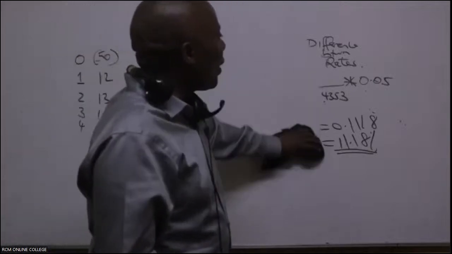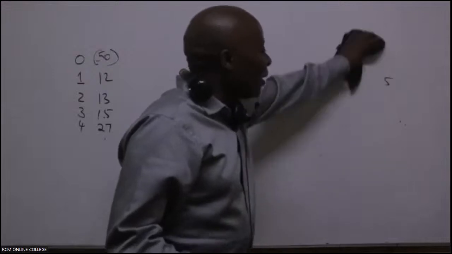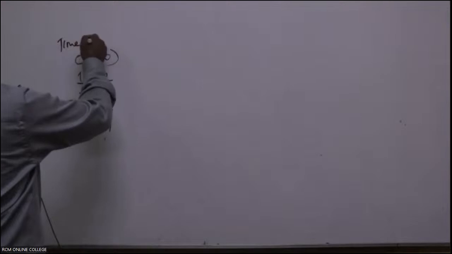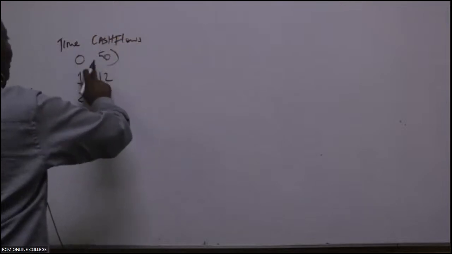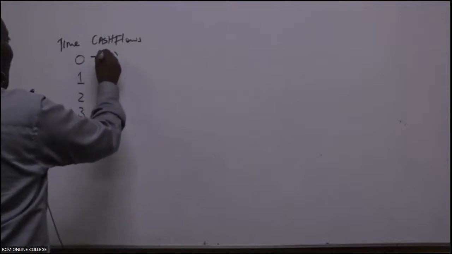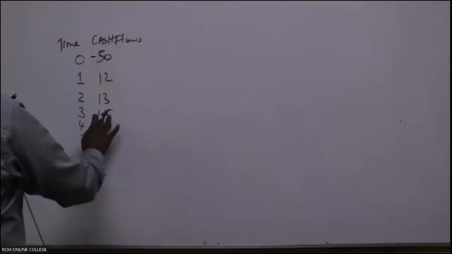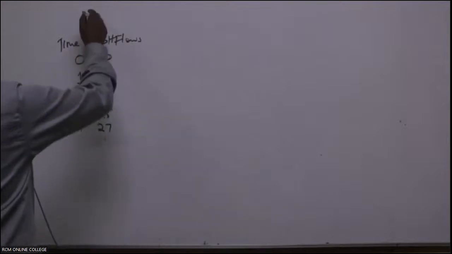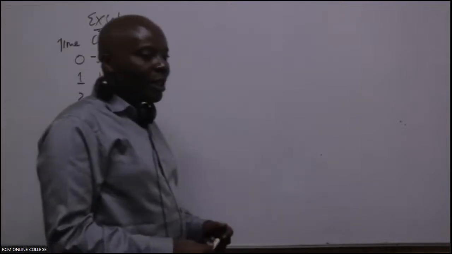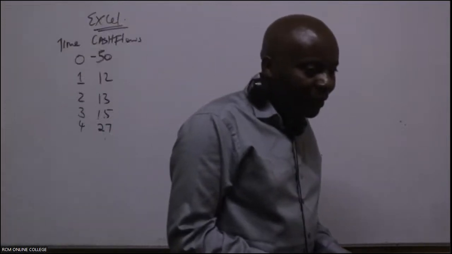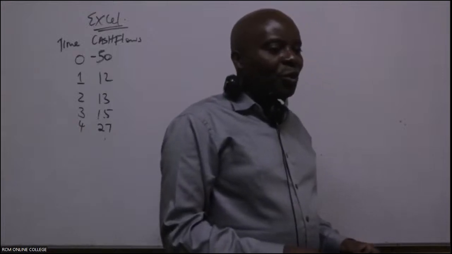Can you kindly go to your Excel and copy these cash flows? Copy the cash flows the way we have them here. We have the time, and then we have the cash flows. Start with -50, 12, 13, 15, 27. Once you finish writing this table in Excel, can you kindly put up your hands? Thank you very much. We shall be able to see that.